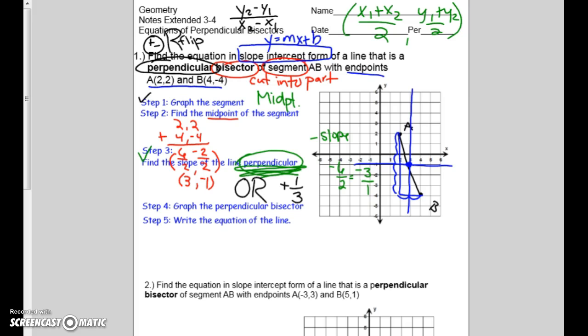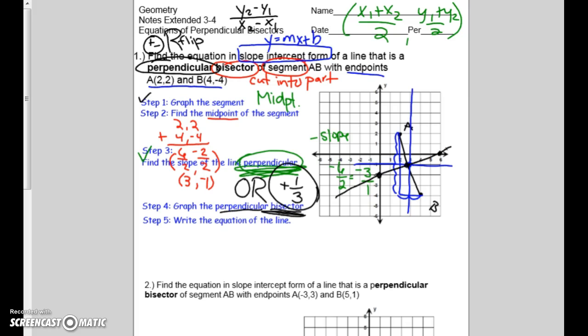Now it wants us to graph the perpendicular bisector, which means I need to use this new slope and put it over here to where it goes through the bisector. Well, isn't that the midpoint? So that means start at the midpoint and use this new slope, up 1 and over 3. Which means I can go down 1 and back 3, right?